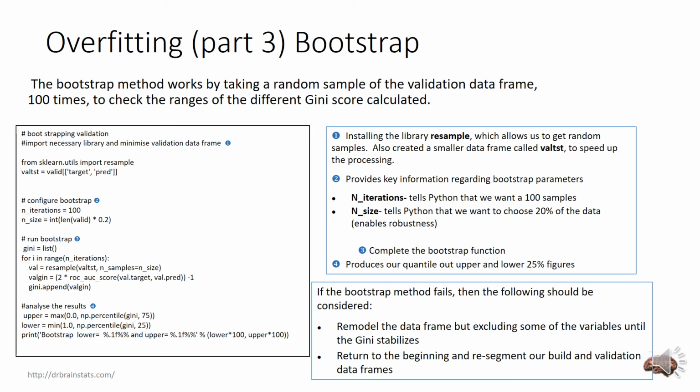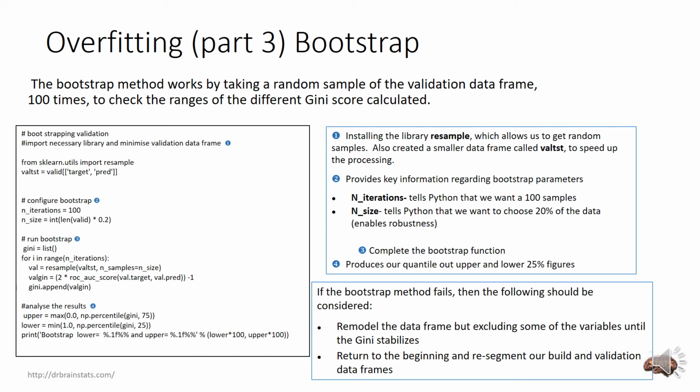The bootstrap method works by taking a random sample of the validation data frame 100 times to check the ranges of different Gini scores calculated, as shown in the code. Step 1, we install the library sample, which allows us to get random samples. Step 2 provides the key information regarding bootstrap parameters. Step 3 completes our bootstrap function, and step 4 produces our quantile upper and lower 25% figures.